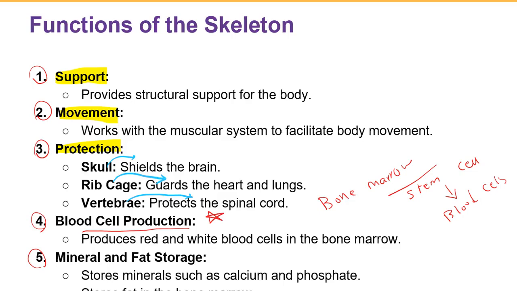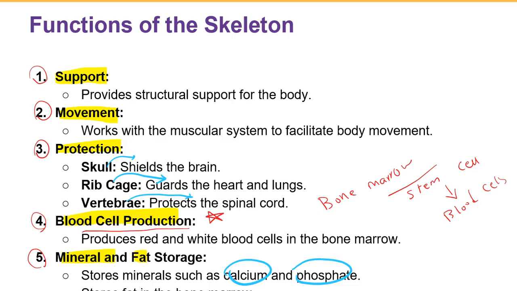So this red bone marrow inside the bones makes different types of blood cells, like our red blood cells, white blood cells, and also platelets. Also, the skeleton is involved in storing minerals and fat. But again, how is our skeleton going to store minerals? It is easy, because the bone gets its hardness from minerals like calcium and phosphate. So it's normal that bones can store calcium and phosphate.